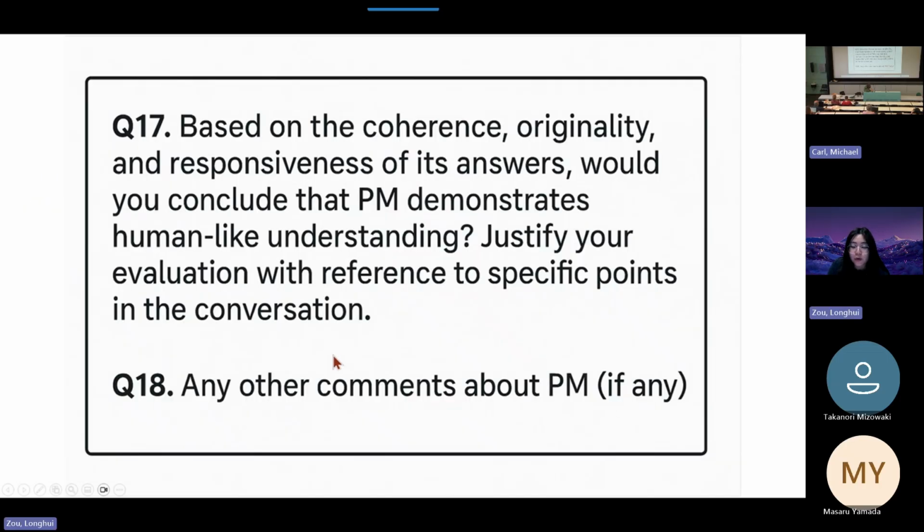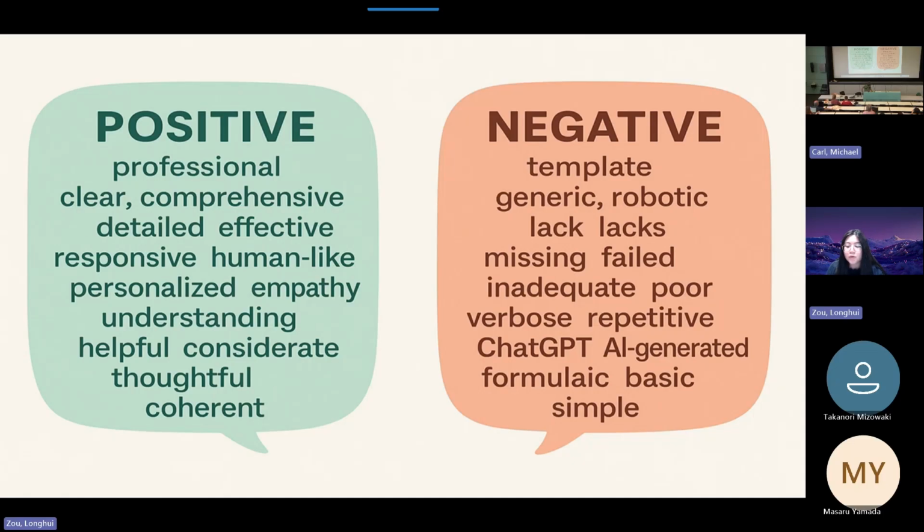And then our survey also included 2 open questions. Question 17 is asking about the human likeness understanding, and question 18 is about other comments, if you want to give additional comments. So we did a qualitative analysis of the responses to question 17 by extracting keywords and categorizing them as either positive or negative in relation to human likeness. For example, positive descriptors include terms such as professional, clear, comprehensive, detailed, effective, and so on. And the negative descriptors include words like template, generic, robotic, lacks, missing, something like this. So based on this word list, we performed the sentiment analysis.